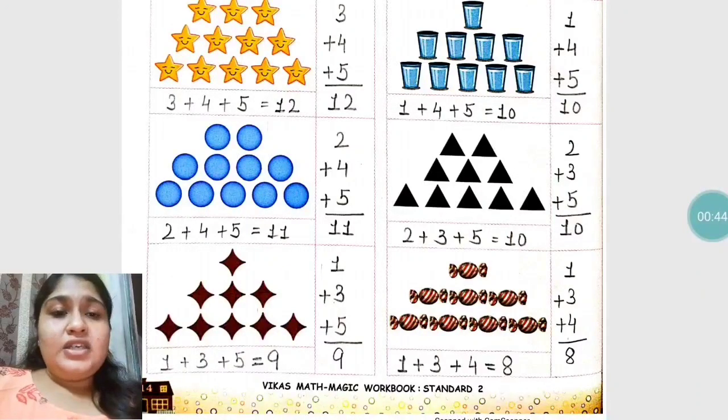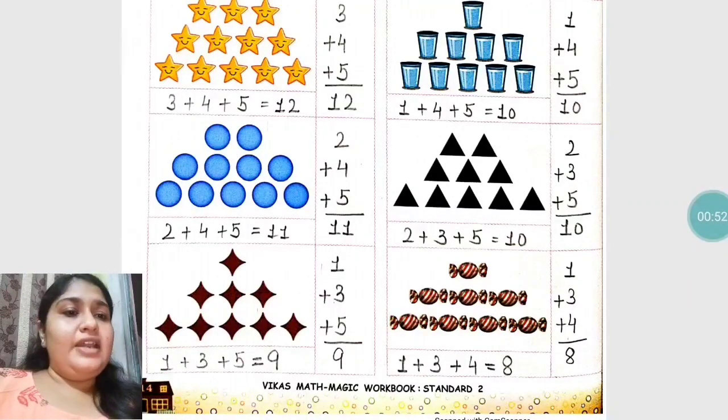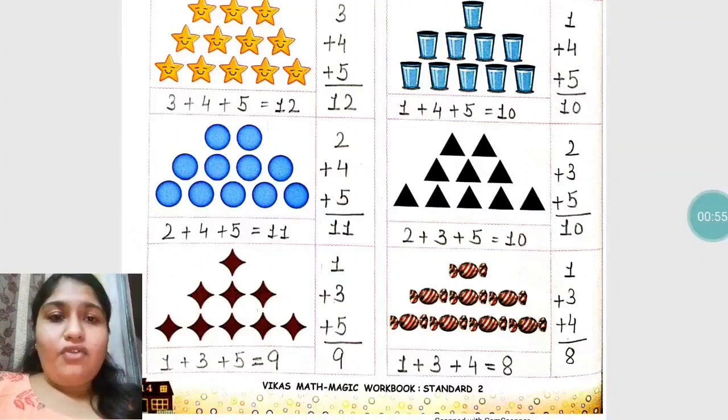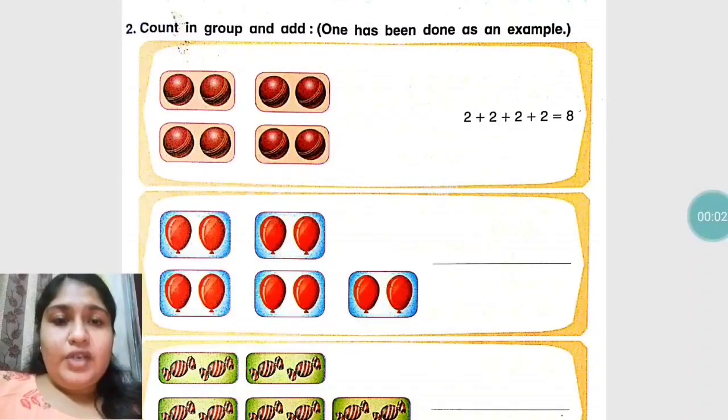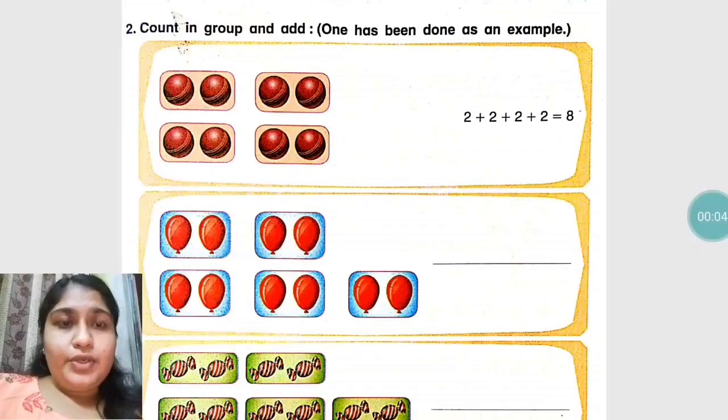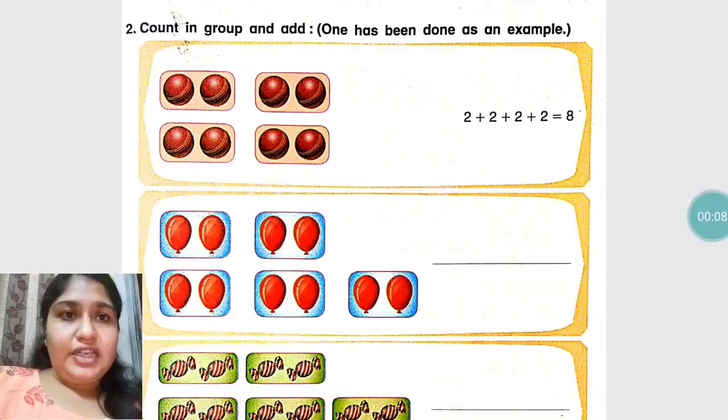The last one is toffee. So in the first row, only one toffee is there. In the second row, 3 trophies are there. And in the third row, 4 trophies are there. So 1 plus 3 plus 4 is equals to 8. So now students, we will continue with the question number 2, and that is on page number 15. Count and group and add.